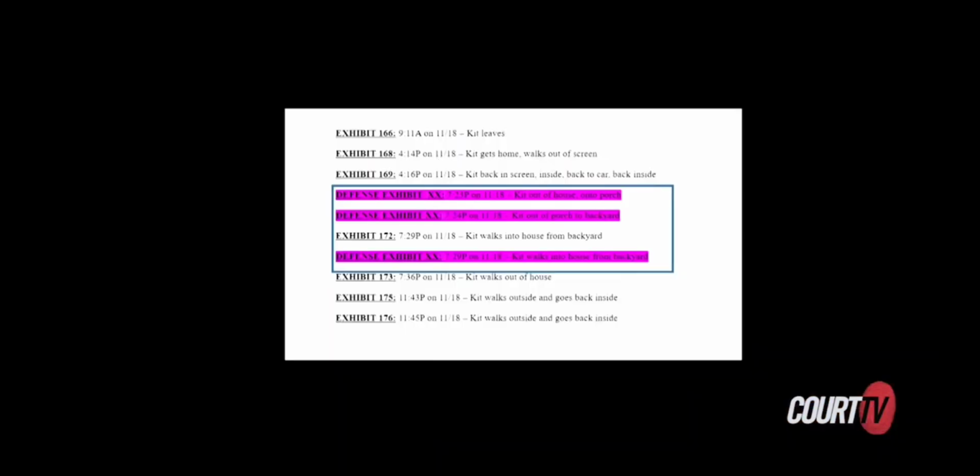Kit comes out of house on the porch. Defense Exhibit XX 724P on 1118. Kit comes out to backyard. Exhibit 172 79P on 1118. Mr. Martin walks into the house from the backyard. Defense Exhibit XX 729P on 1118. Kit walks into the house from backyard.